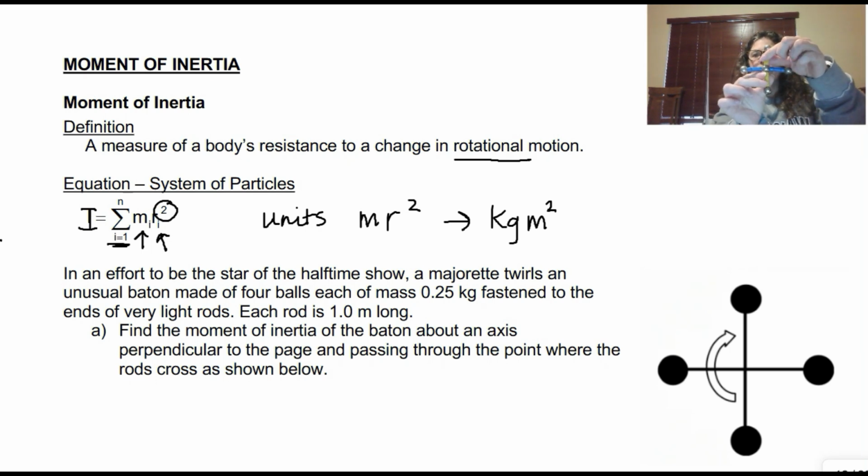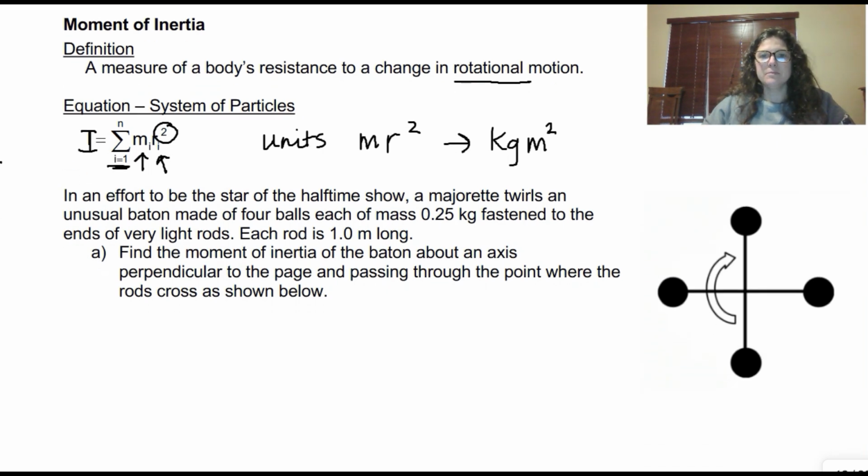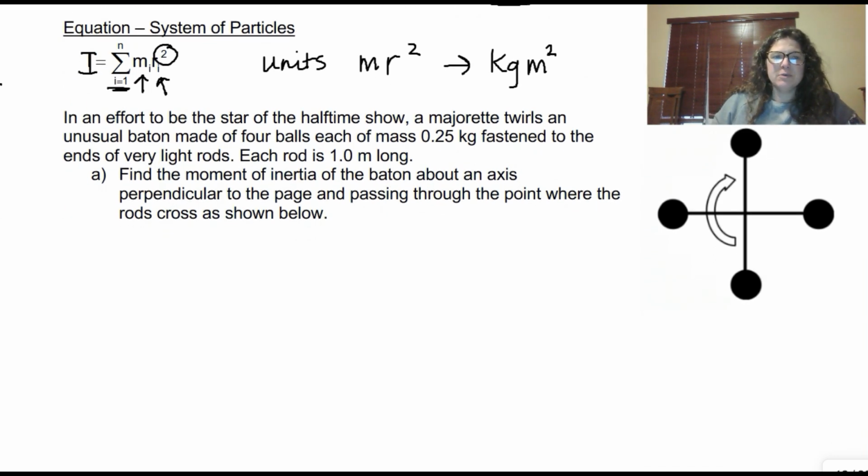This is my little model. The model that we have doesn't look quite like our image because I have to use a little magnet in the center, but this is essentially what's happening. It's rotating about the central axis, and all 4 of the particles on the edges are spinning. Okay, so that means we have 4 particles, which means we have to sum up 4 components. Looking at the information that we have, we know that all masses are 0.25 kilograms, and we know that all R values, or radii, are 1.0 meters.